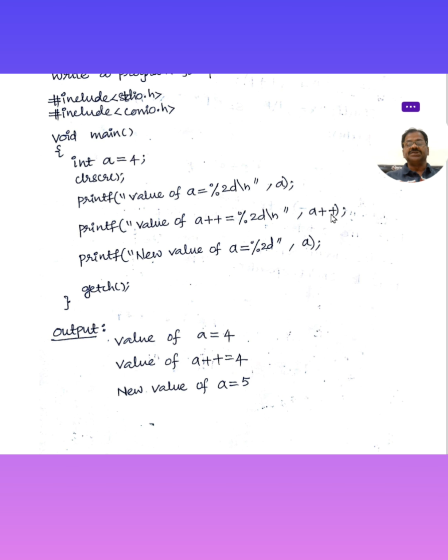But here it is the post-increment operator. In the post-increment operator, it takes some time. If I give plus plus A, immediately A 4 becomes 5. But it is A plus plus. Now this value is 4 only. After that, whenever we give the A, from 4 to 5, the A value will become 5. So this is the post-increment operator program.